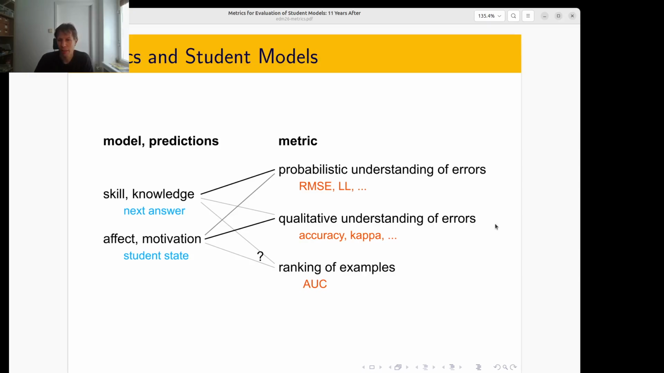And I also provided some arguments why the area under curve metric, which has been traditionally used quite a lot for student modeling, is actually not a natural fit for the models. And I also provided some arguments based on the literature from other domains why the area under curve may not be a really suitable metric.